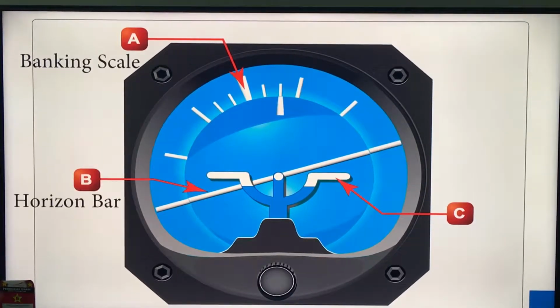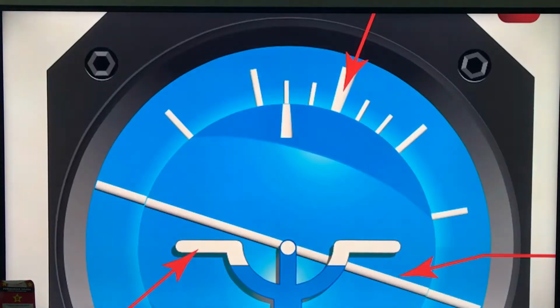Arrow B is our horizon bar. That is where our miniature airplane, which is C there, is in reference to the horizon and how much bank we're applying. Now I want to spend some time too and share with you about that banking scale.